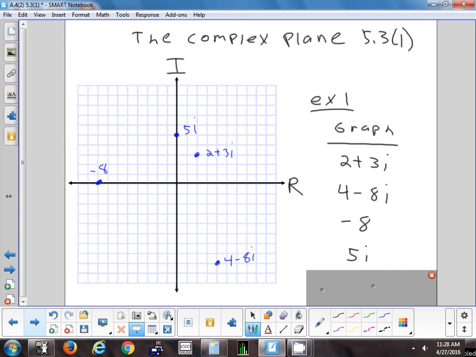Okay, that's half of what I'm going to show you in section 5.3 today. Any question on that? Okay, you'll have 2 problems on the test where you have to graph. These will not be multiple choice. You're just going to have to do what I just did right here.